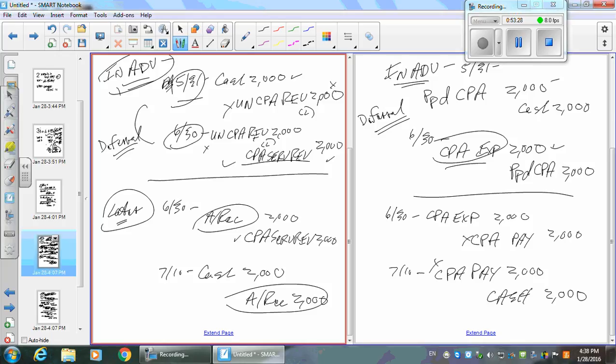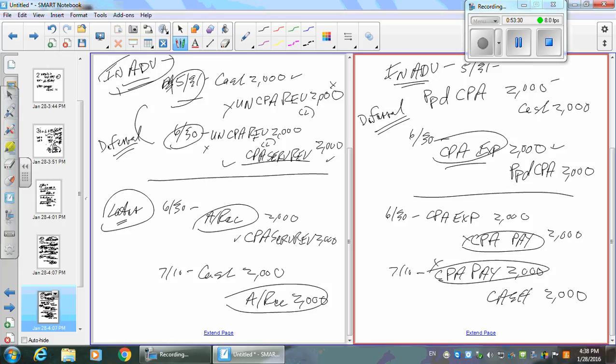Okay, and then how about this one? Look at that. That one and that one cancel. What's left? Debit CPA expense, credit cash. That's because you used it up and you paid for it.